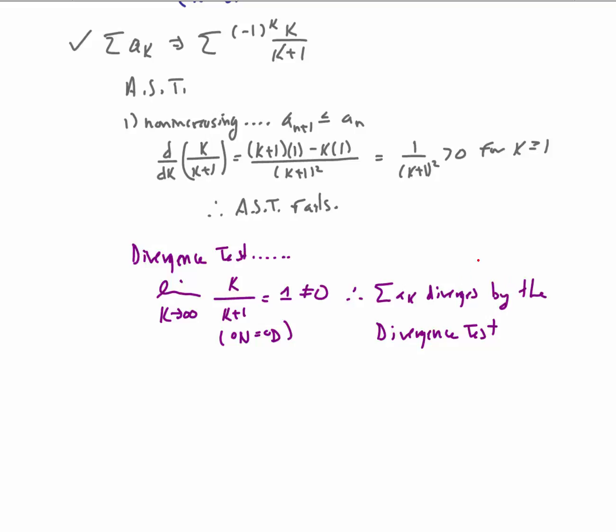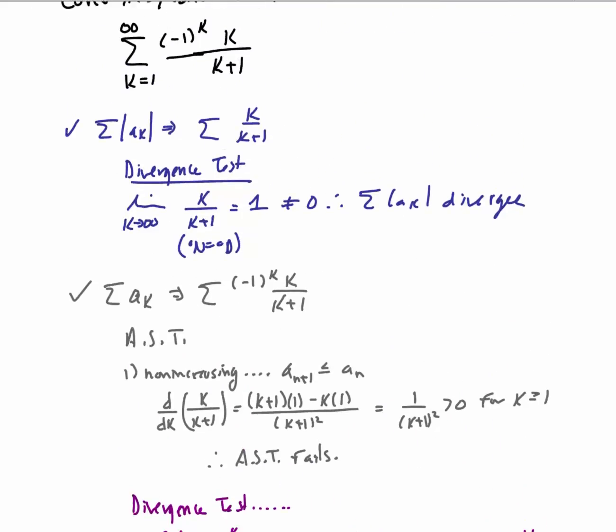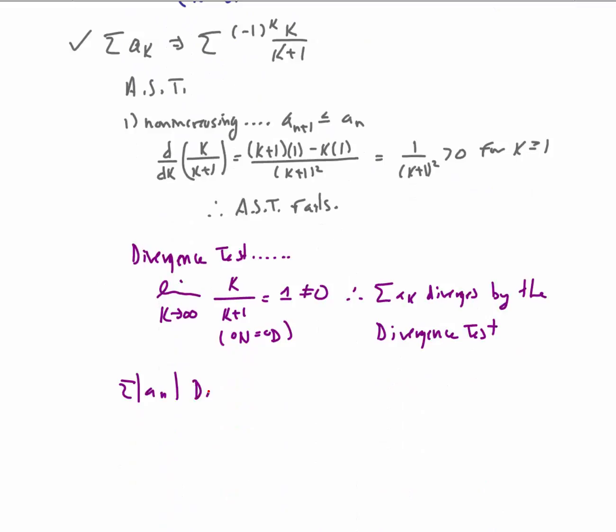So to summarize, we have the absolute value. What did we decide the absolute value did? The absolute value diverged. And we just found out that the series itself diverges. Therefore, I can't say conditional or absolute convergence, it just diverges. Therefore, the series of negative 1 to the k times k over k plus 1 diverges.